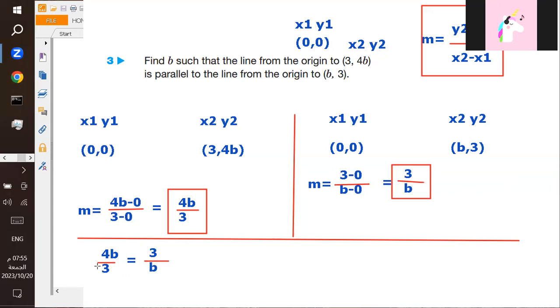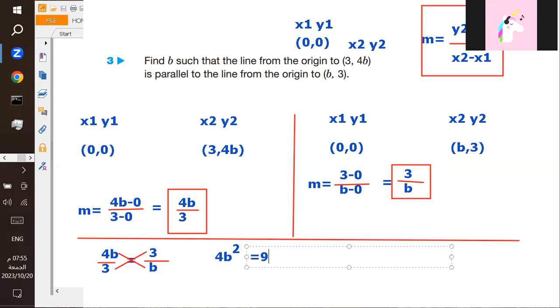Now I'm going to cross multiply, since it's easier. So here I have b, and I multiply it by 4b. We get 4b squared, because b times b is b to the power of 2. And then I multiply these: 3 times 3 is 9. So this one equals 9.